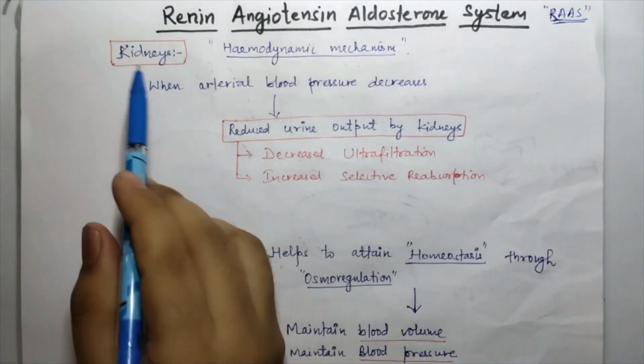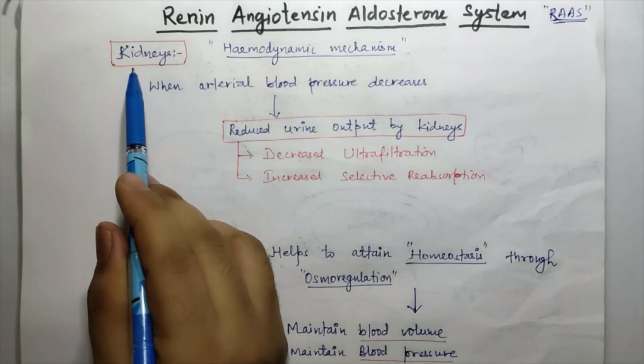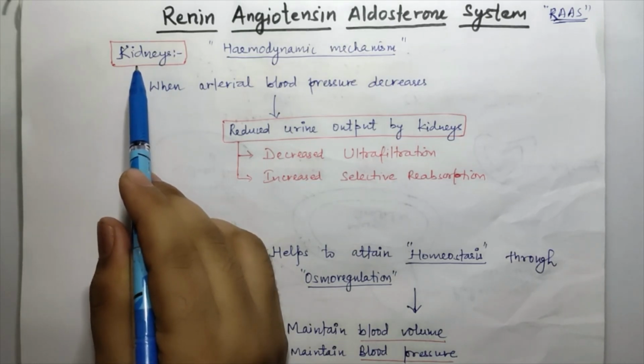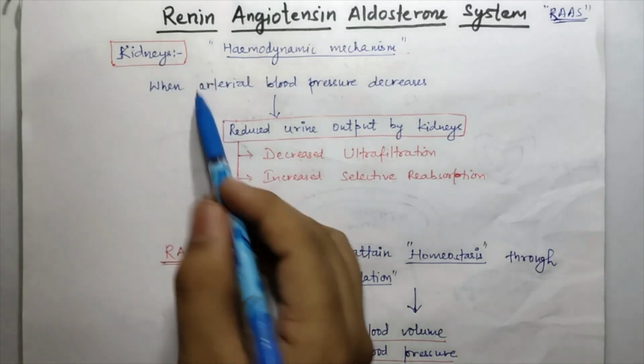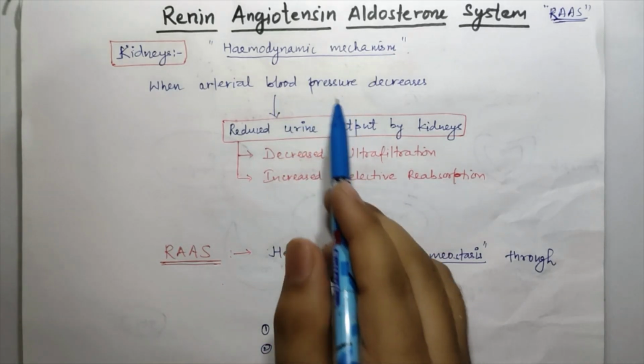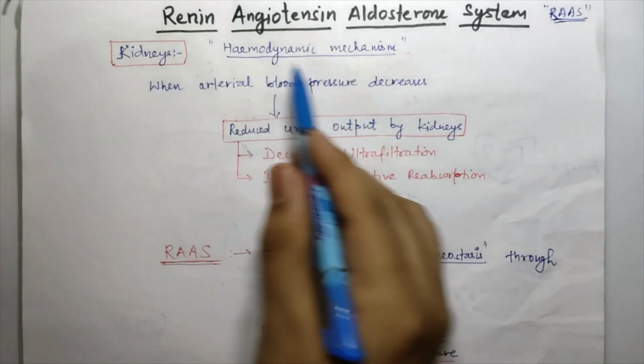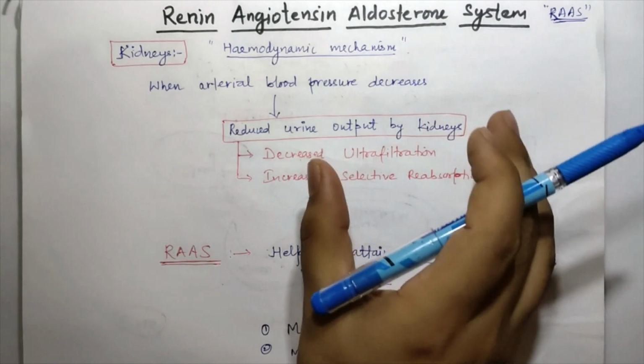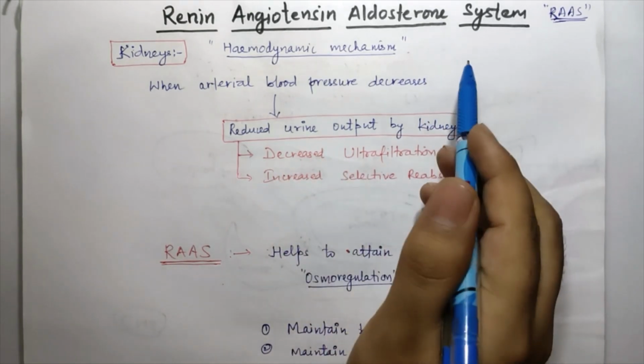As you all know, kidneys are a very important organ of our excretory system, and they help in long term regulation of arterial pressure. They operate a hemodynamic mechanism for maintaining this arterial blood pressure.